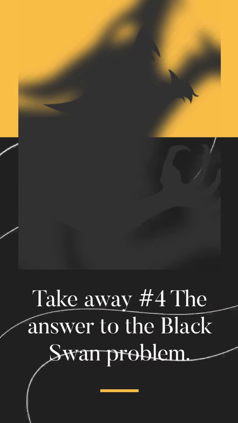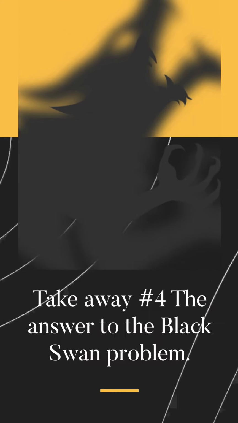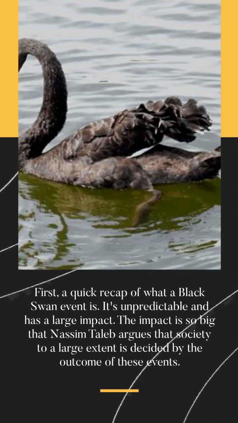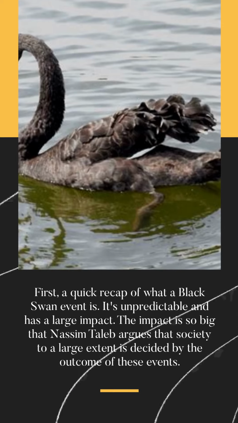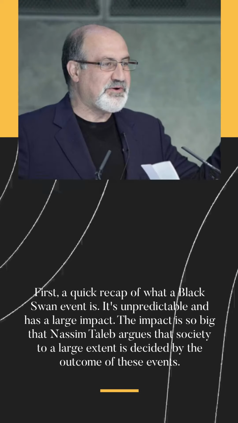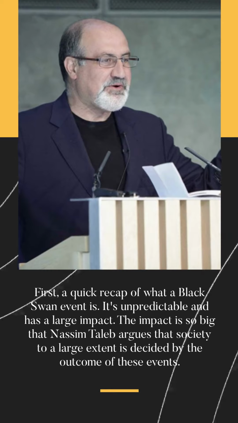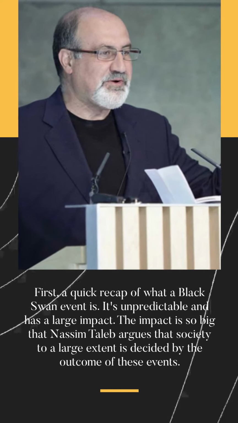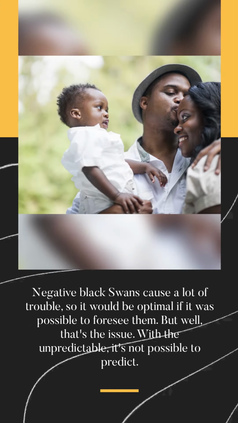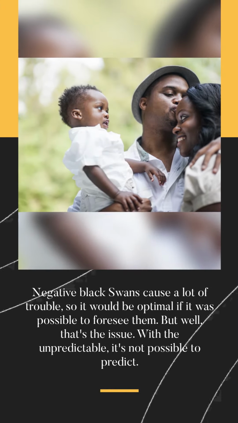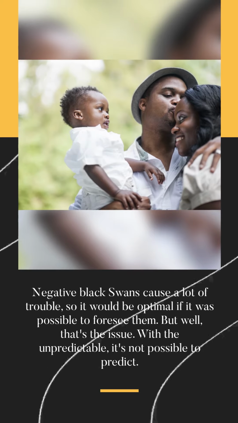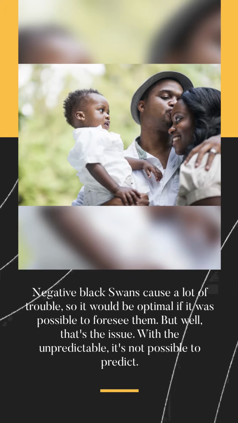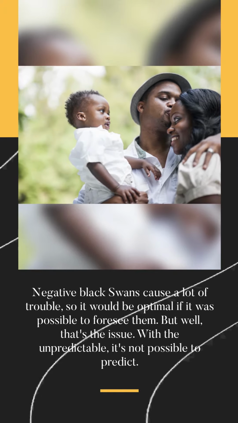Takeaway number 4. The answer to the black swan problem. First, a quick recap of what a black swan event is. It's unpredictable and has a large impact. The impact is so big that Nassim Taleb argues that society to a large extent is decided by the outcome of these events. Negative black swans cause a lot of trouble, so it would be optimal if it was possible to foresee them. But, well, that's the issue with the unpredictable. It's not possible to predict.